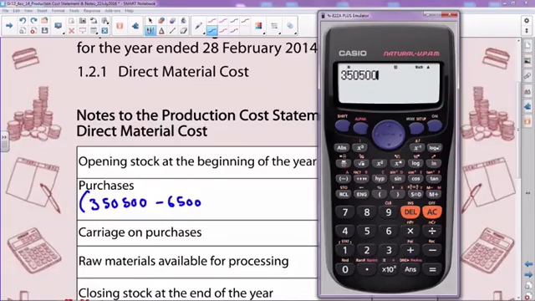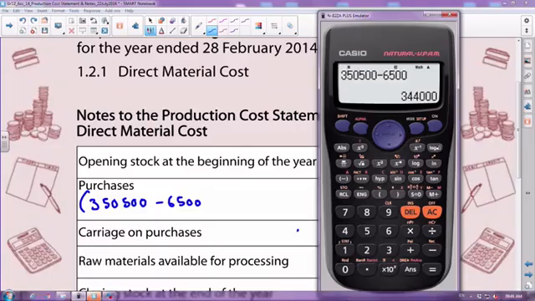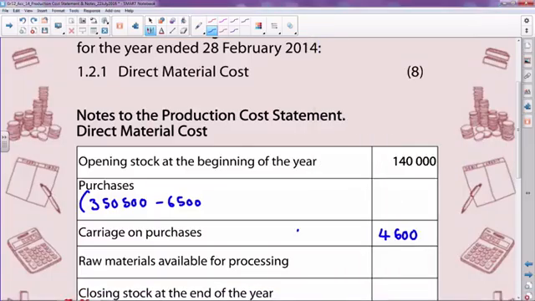Right? Minus the 6,500. And this will give you a figure of 344,000. Okay, what is the 344,000? That would be my purchases of raw materials. Okay, now, once again, take my calculator.